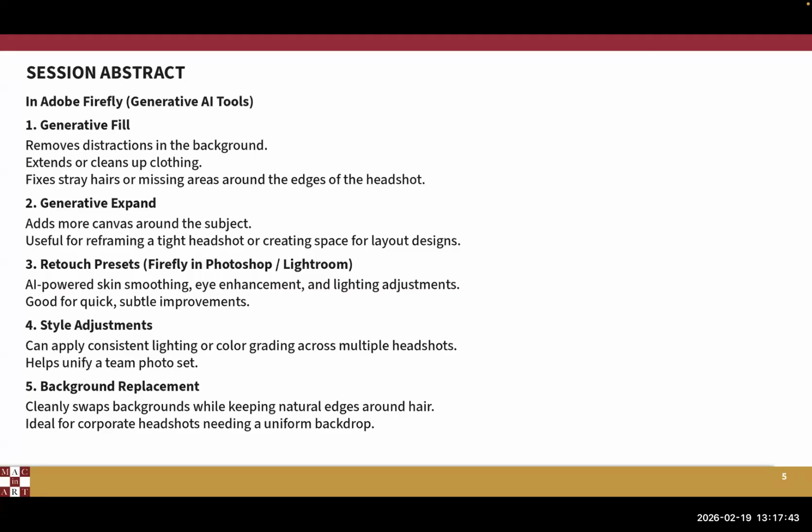Do we have other tools that we can use? Within Photoshop, you have the ability now to do stuff with AI that's going to make it a lot better and then faster when you start correcting some stuff. So we're going to take a look also at some of the AI tools. You have generative fill, which removes distractions in the background, extends or cleans up clothing, and fixes stray hair or missing areas around the edge of the headshot.